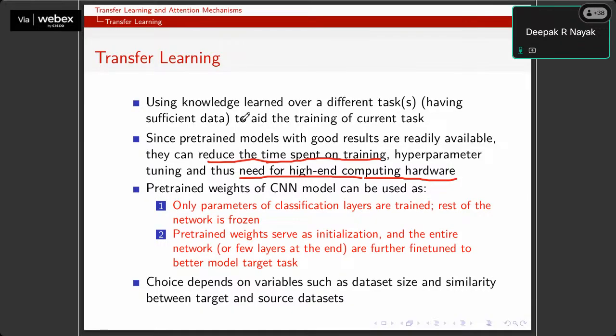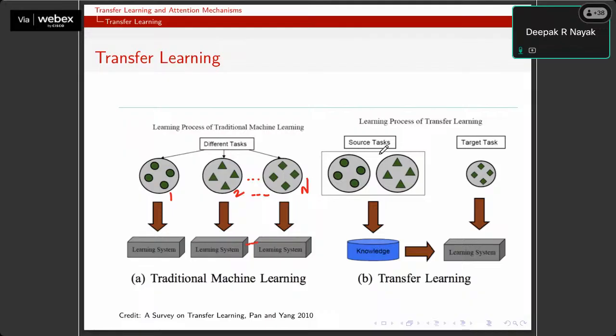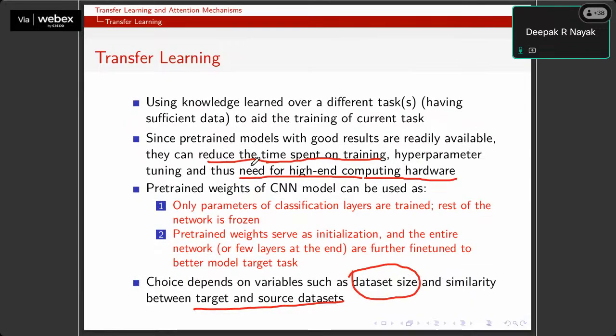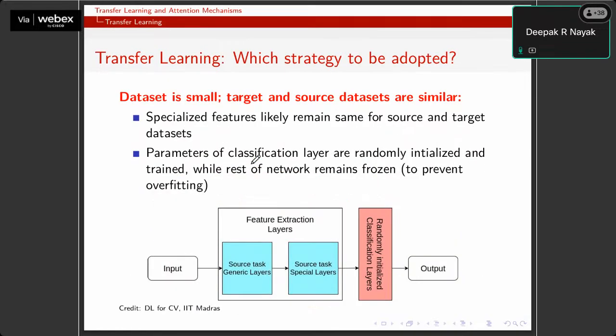And there are multiple ways to do this. The choice of transfer learning strategy depends on two things. One is the dataset size, whether the dataset is large or small, and the other is the similarity between the target task and the source task. That means the target task and source task are similar or dissimilar. And that is how you can decide different types of strategies for transfer learning. Let us first talk about the first one. What is the first one?